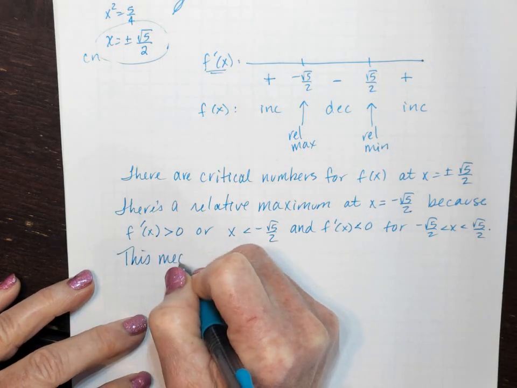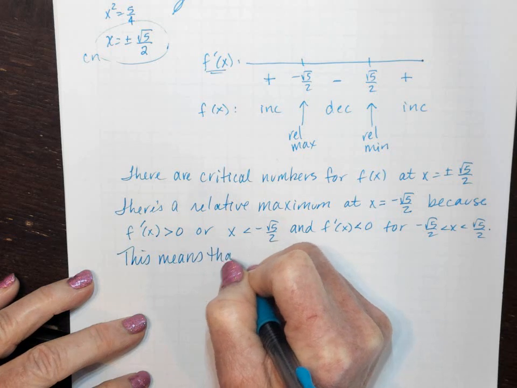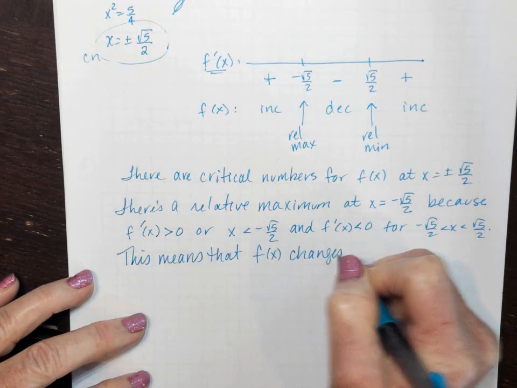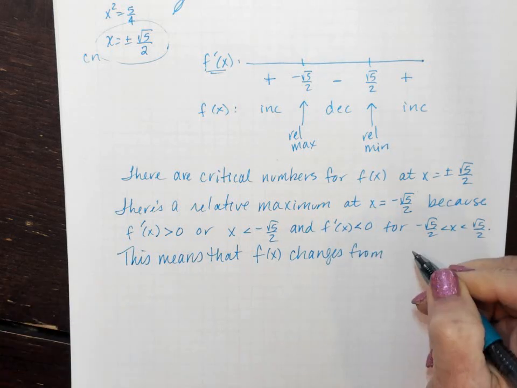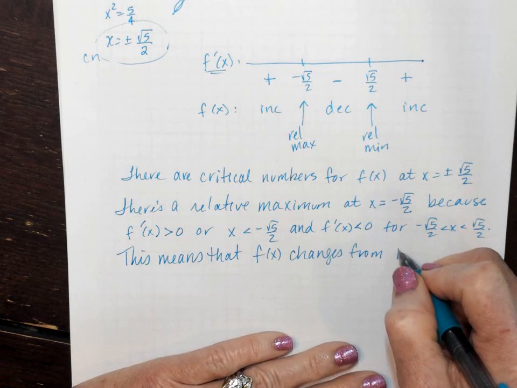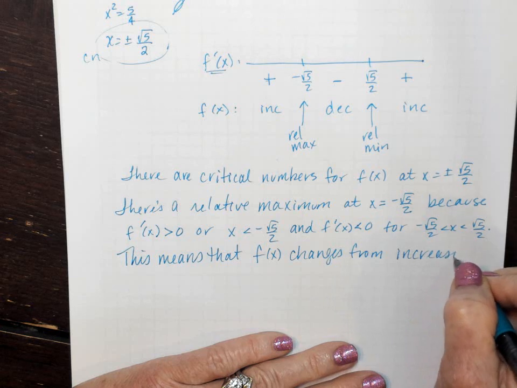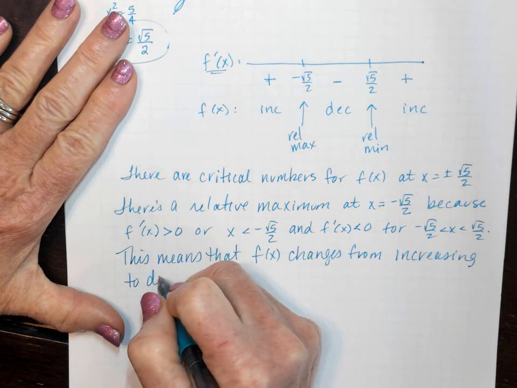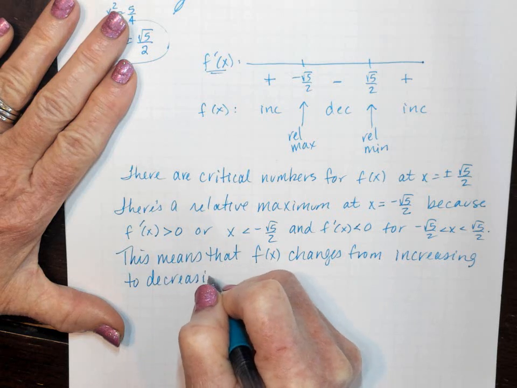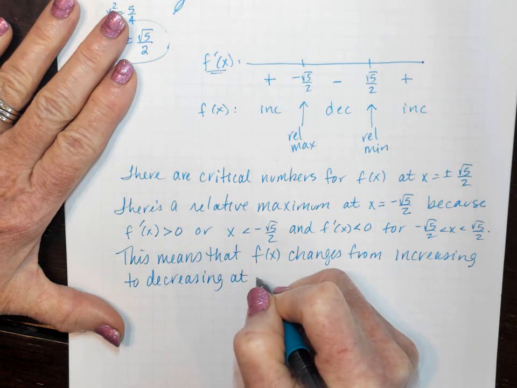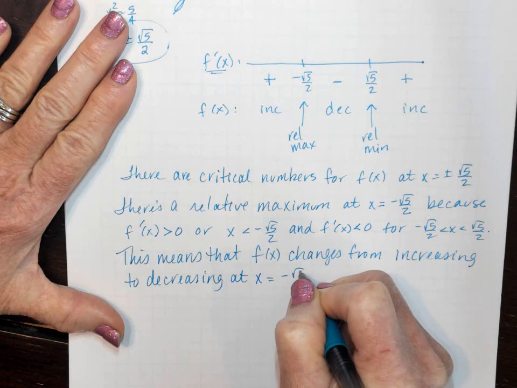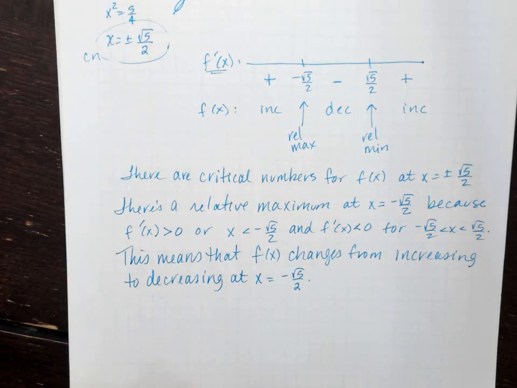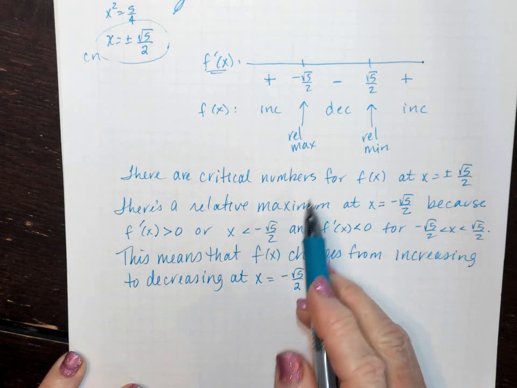This means that f of x changes from increasing to decreasing at x equals negative square root 5 over 2. That gives us the relative max.